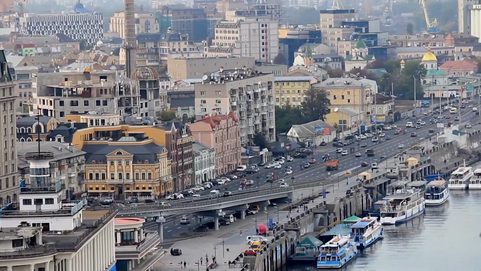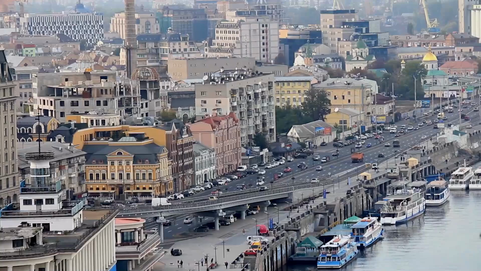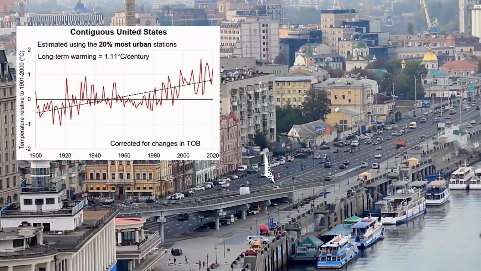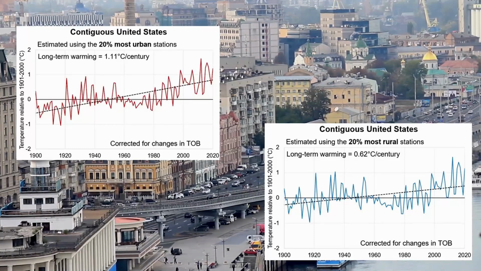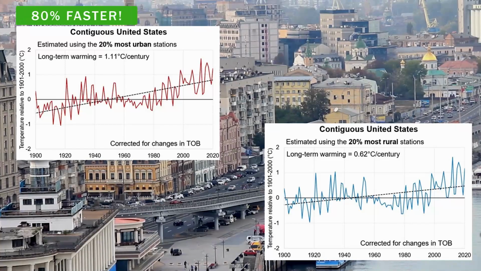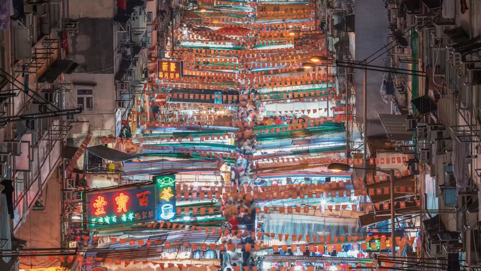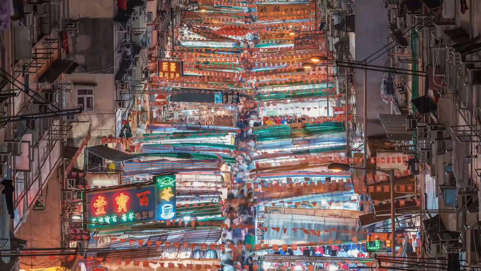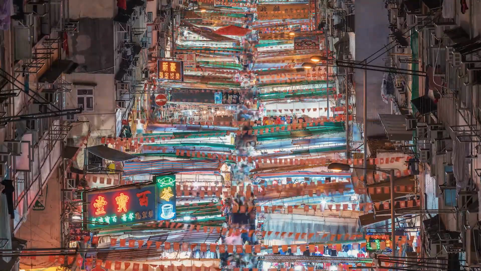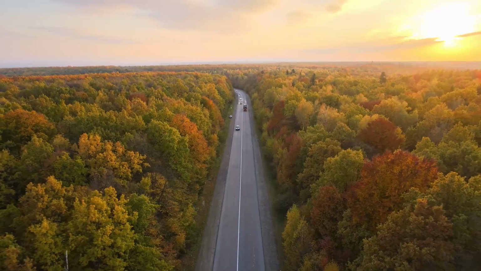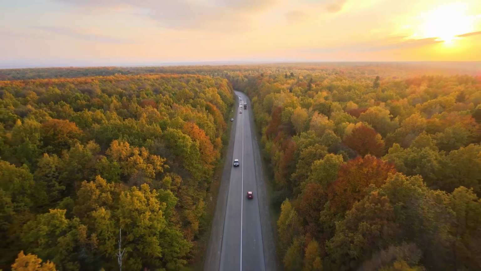influence global temperature assessments. For example, in this graph, we can compare the temperatures from the 20% most urban and 20% most rural weather stations in the United States. The data shows urban stations are warming 80% faster than the rural stations, at least in the United States. Unfortunately, outside of the United States, parts of Europe and Asia, there are very few well-maintained rural stations with temperature records lasting a century or longer.